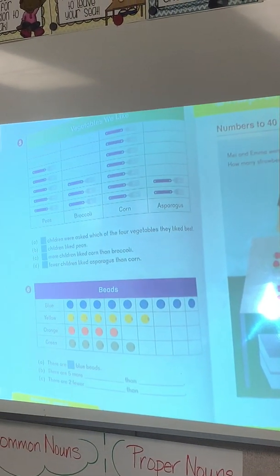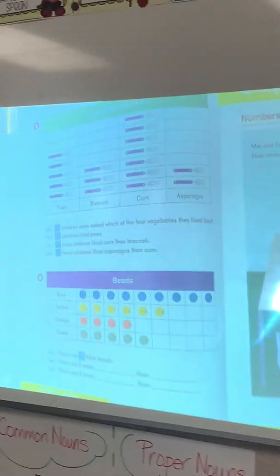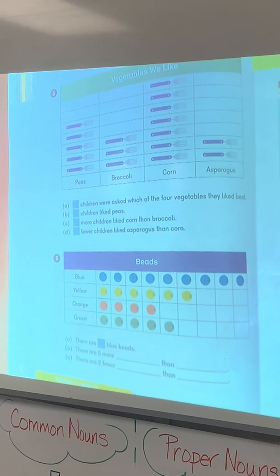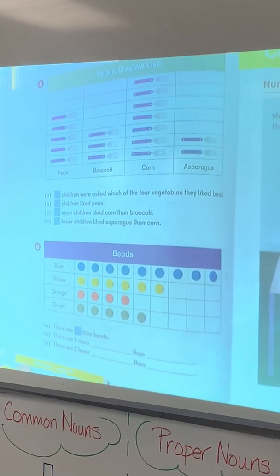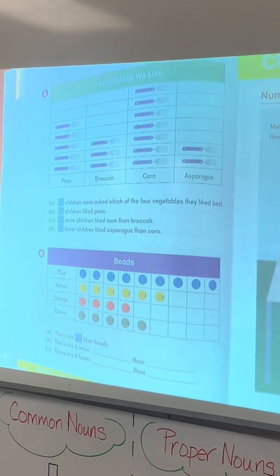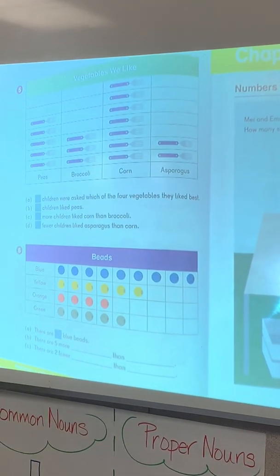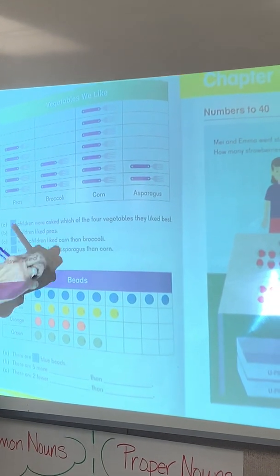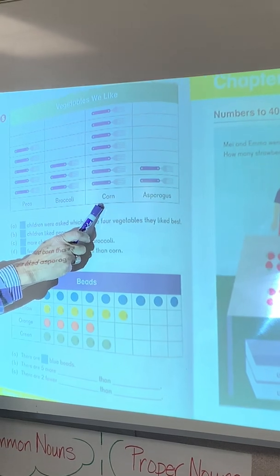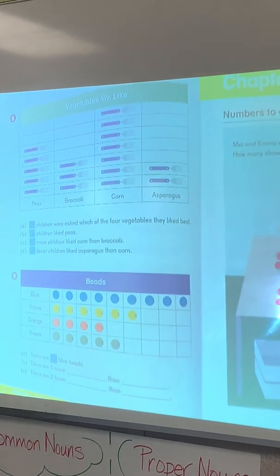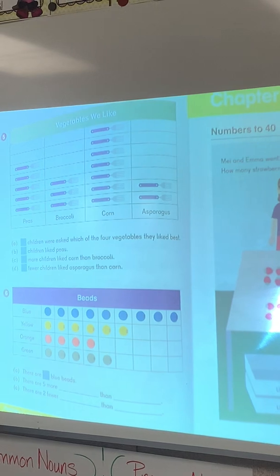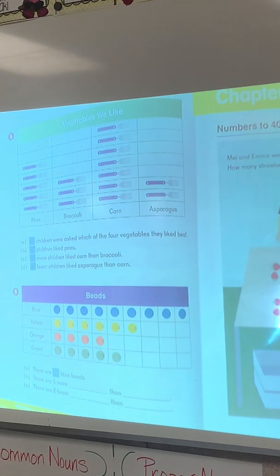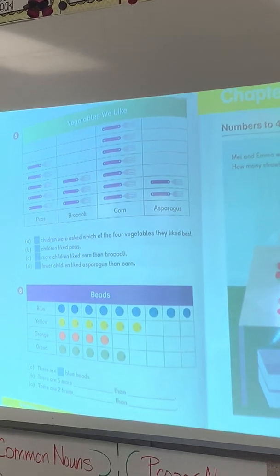Vegetables we like. Do we like any vegetables? Yeah, we do. We do have a few vegetables that we like, I think. Let's look at that. We have 4 categories. I'm pretty sure you can see them. We have peas, broccoli, corn, and asparagus. Now each fork looks like it represents one child's favorite vegetable.